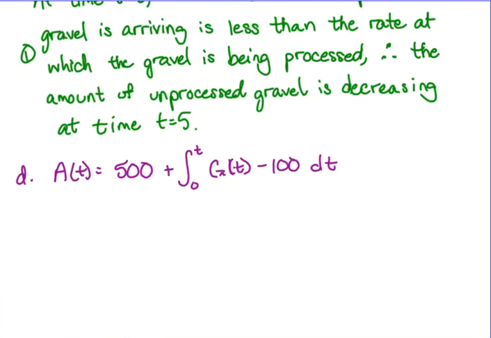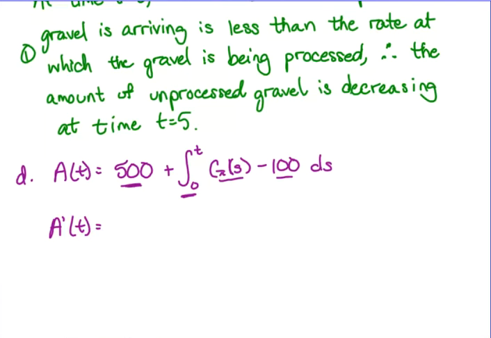So we have our initial amount, and I shouldn't use t's there because I use t in my limit. It's just a technicality you need to be careful with. So let's use s, okay? So we've got our initial amount right here, plus our accumulation, our integral of the rate at which it's coming in minus the rate at which it's being processed. Okay, so that is our amount function. We are trying to maximize that, so we need to take the derivative.